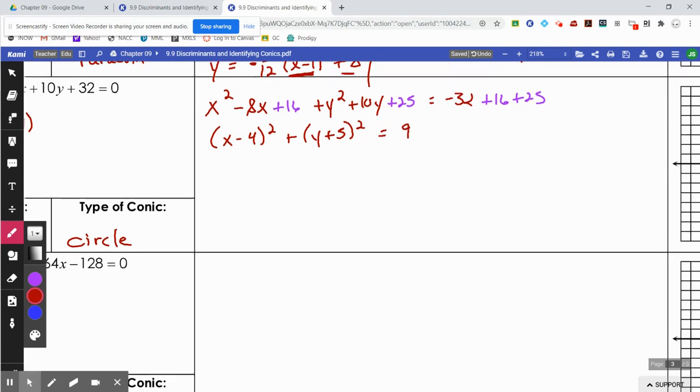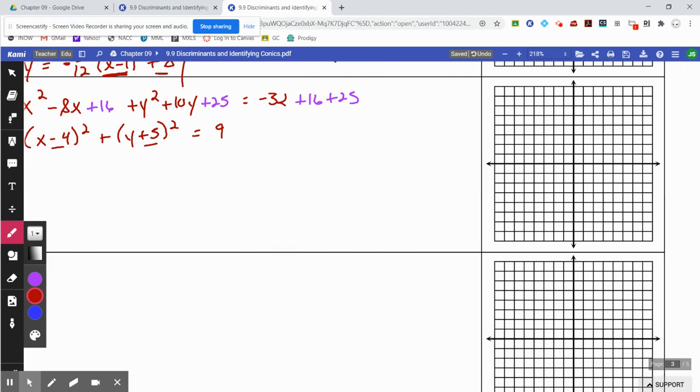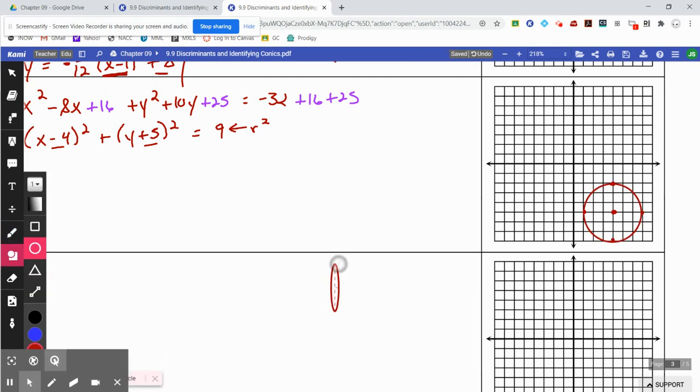So therefore, you have a circle that's been shifted right 4, down 5. So let's plot that point. And there it is at 4, negative 5. This is the value r squared, so that means my radius is 3. So let's go 3 in every direction. And then once we connect our dots, we'll have our circle. And there it is.